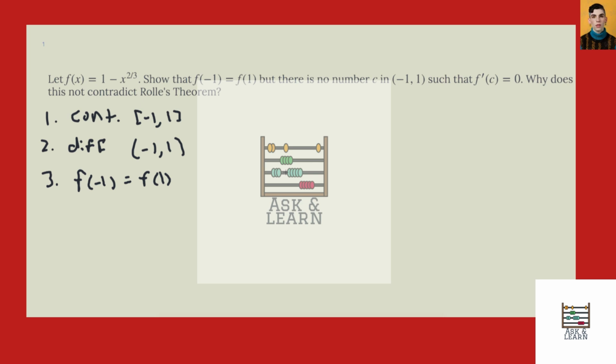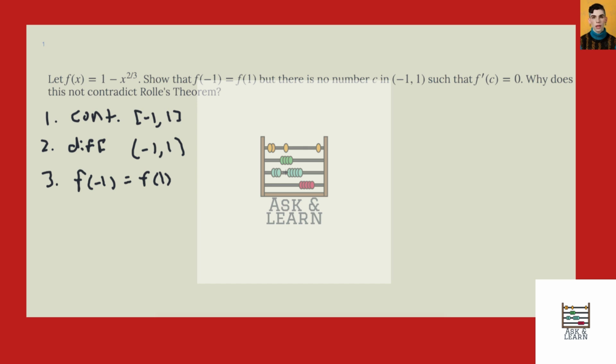So now there's a function f of x equals 1 minus x to the 2/3, and we're being asked to show that f of negative 1 is equal to f of 1, but there's no number c in negative 1 to 1 such that f prime of c is equal to 0. And the question is, why does this not contradict Rolle's theorem?